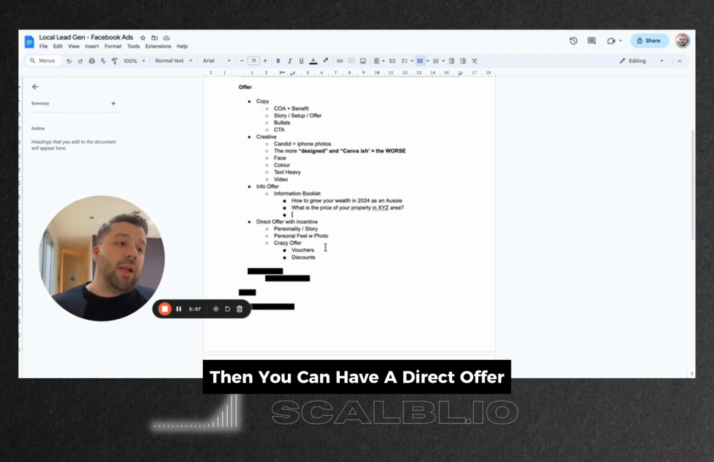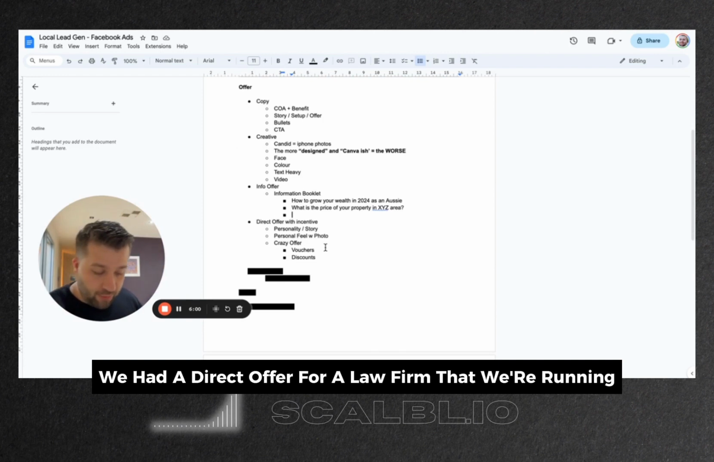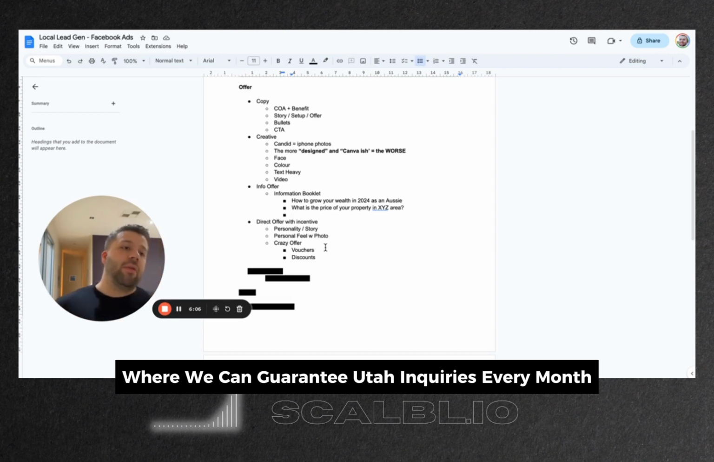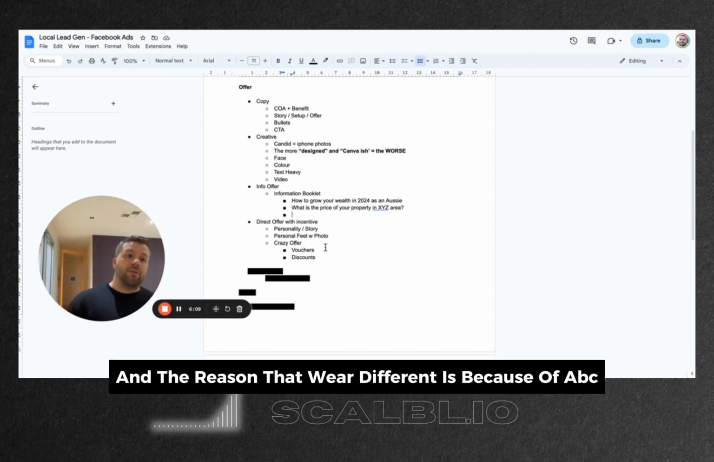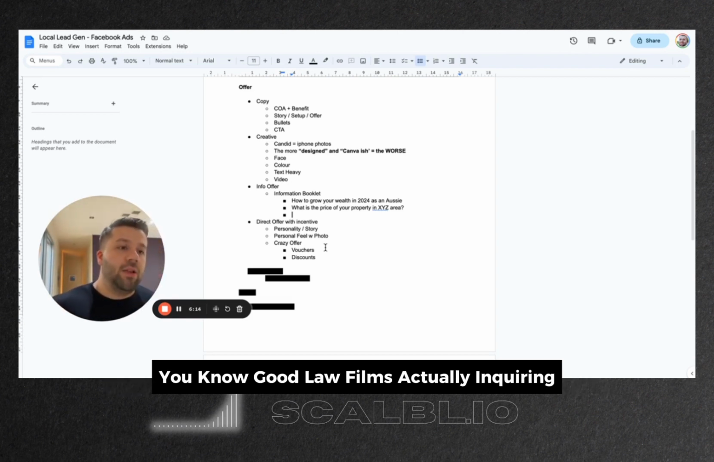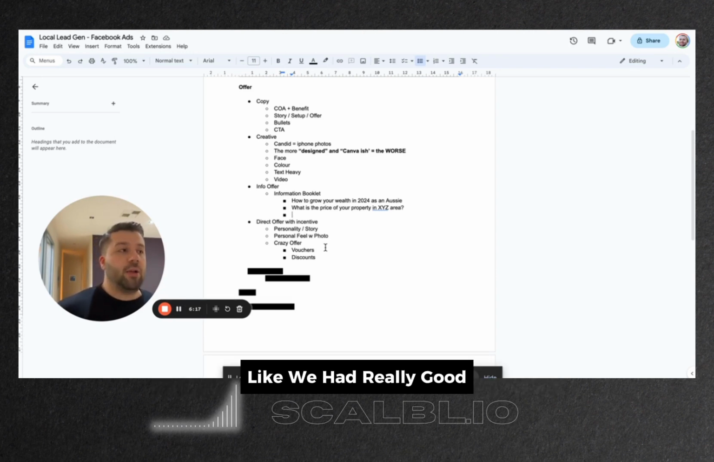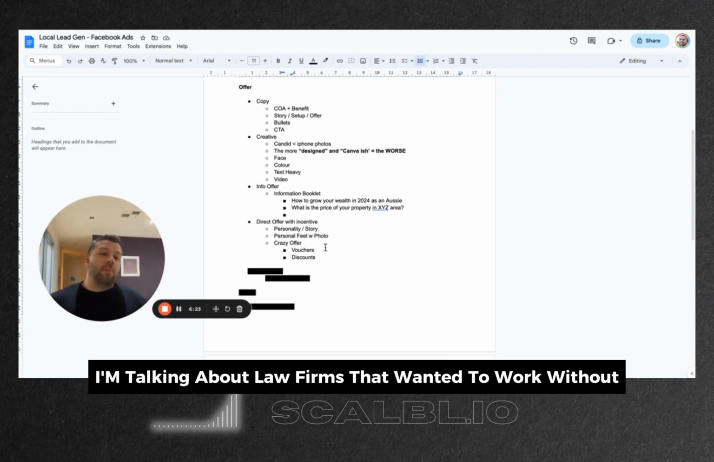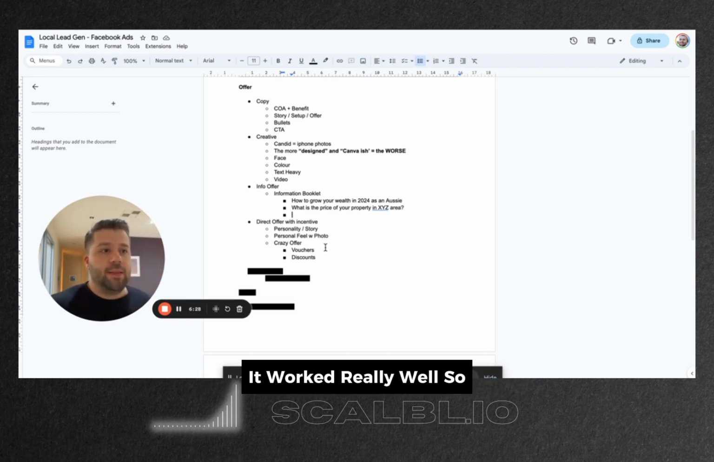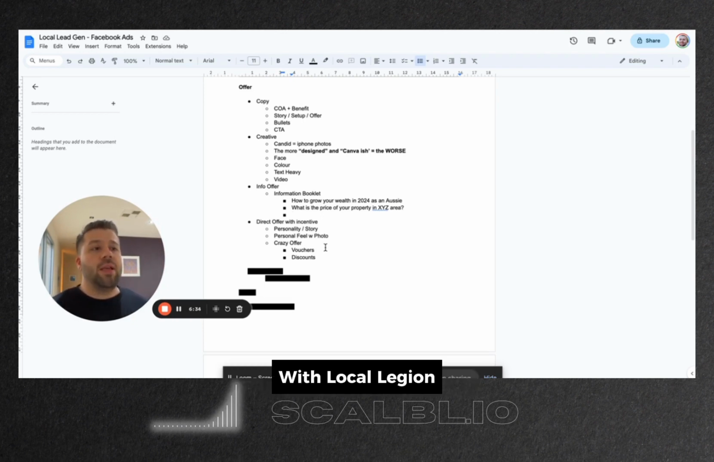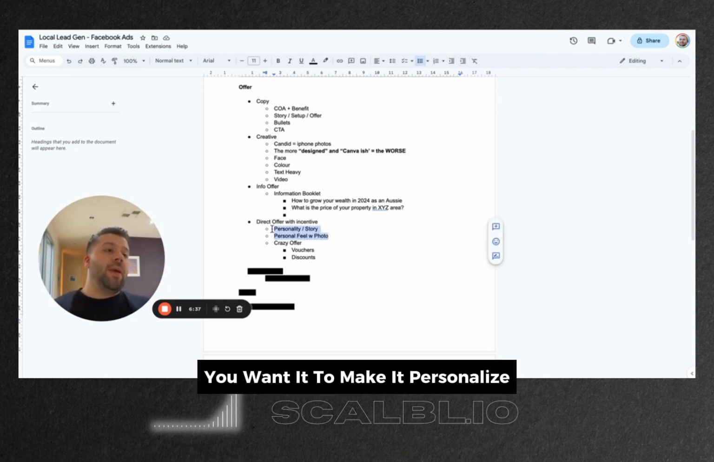Then you can have a direct offer, which could be, we had a direct offer for a law firm that we're running where we said, hey, we can guarantee you 10 inquiries every month. And the reason that we're different is because of ABC. And that worked really, really well in terms of getting good law firms actually inquiring. I'm not talking about leads for a law firm. I'm talking about law firms that wanted to work with the agency that we were doing ads for. It worked really well. So direct offers work.